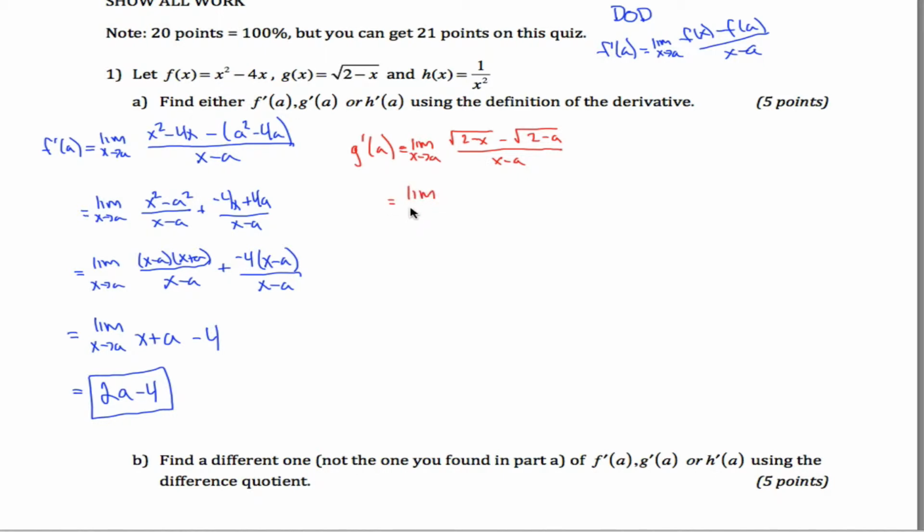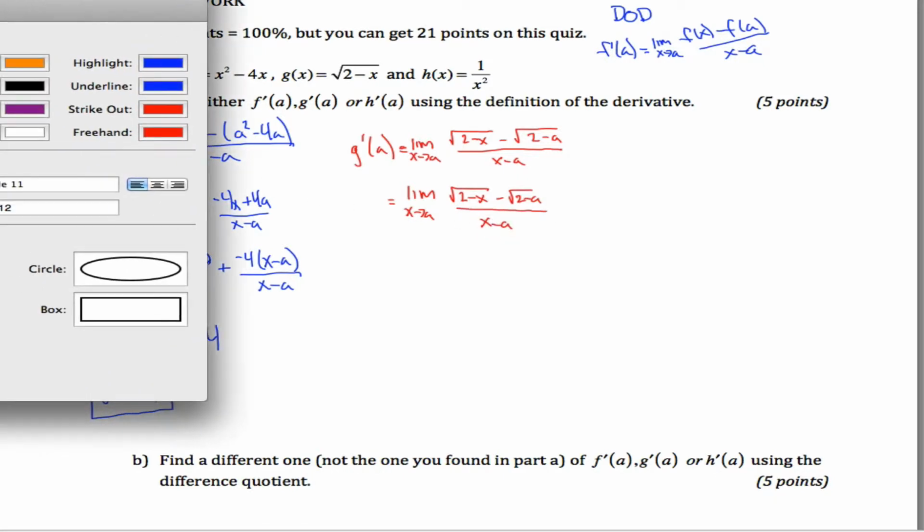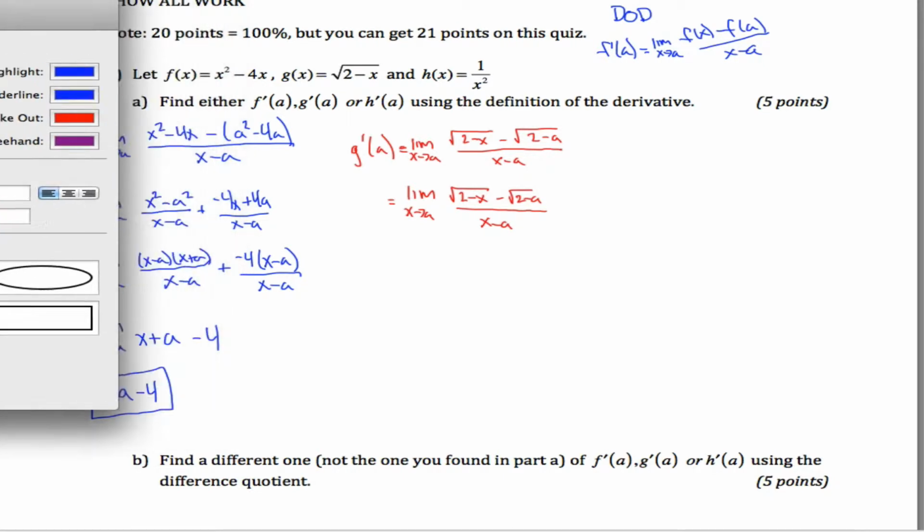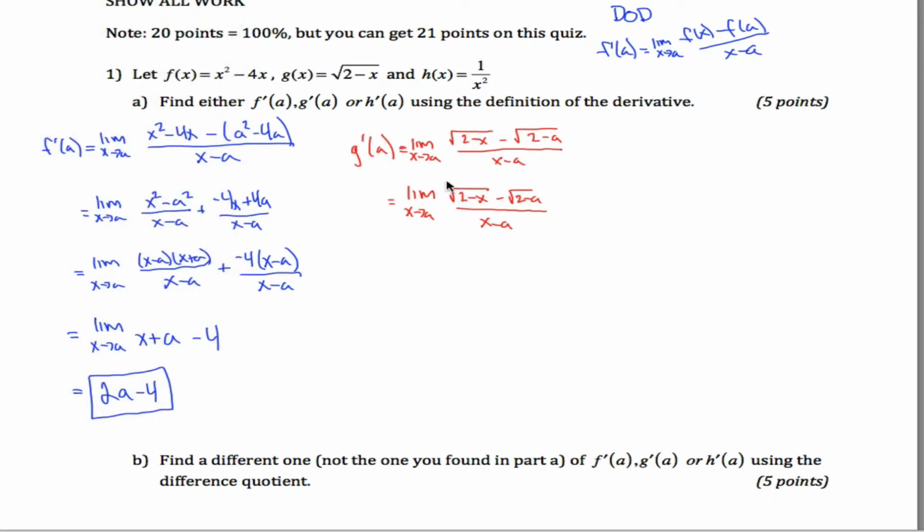Why am I going to do that? All right, I think I have to write that out. I was going to try to skip that step, but I think that's a bad idea. So I just copied the exact same thing I had on the line above. Grab a different color here. I'm going to multiply the top and the bottom by the square root of 2 minus x plus the square root of 2 minus a, the conjugate of the top.